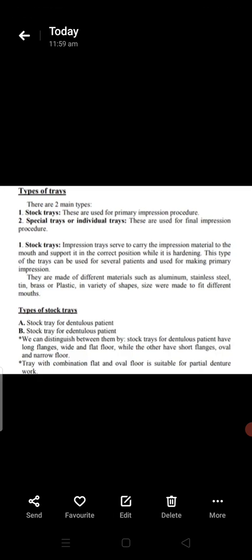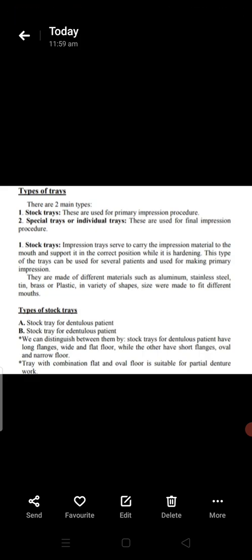Now come to the types of stock trays. We divide stock trays into two categories. Number one is the stock tray for dentulous patients, who have some teeth but some teeth are missing. Next is the stock tray for edentulous patients. Edentulous is that patient who has no teeth in the mouth. All teeth are missing.